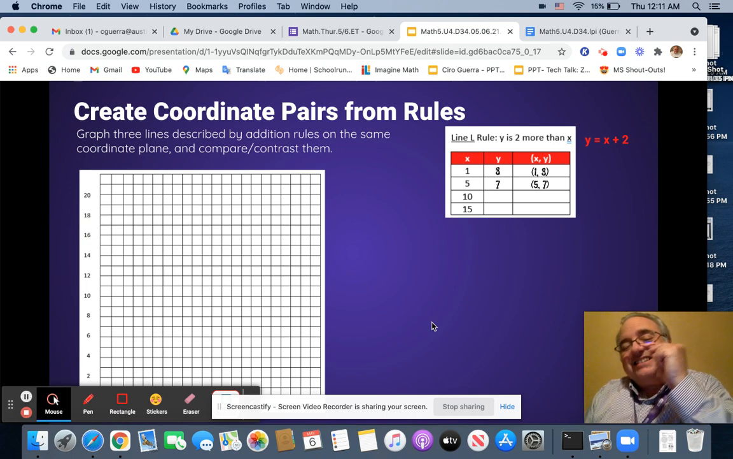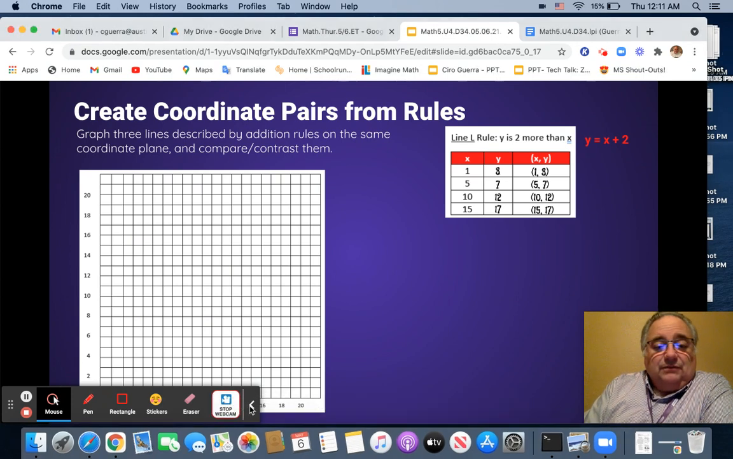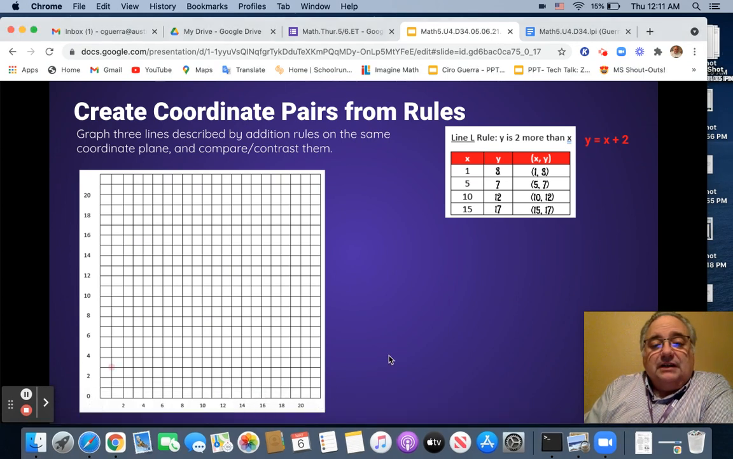Excellent. Yes, you got 10 plus 2 equals 12, or 10, 12, and then you got 15 plus 2, which gives you 15, 17. So the next portion I would do is go ahead and plot them: 10, 12, and 15, 17. I will next draw my line, and then I'm going to label it up here so I'll know.